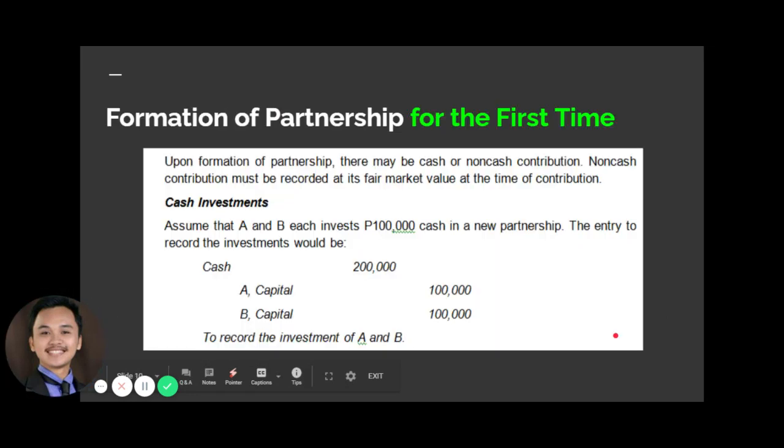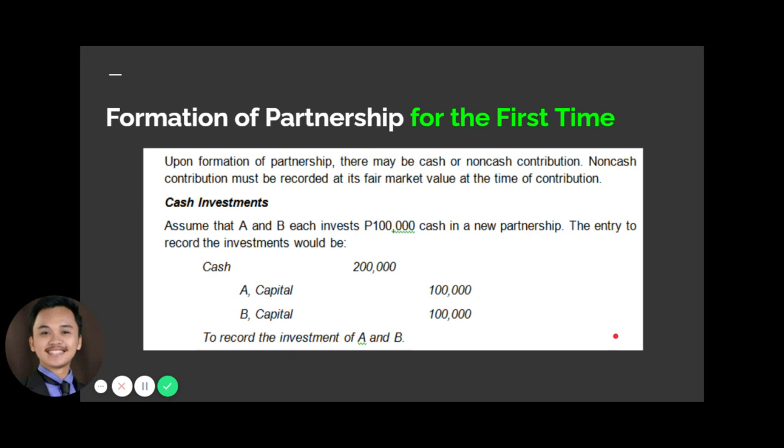Okay, so let's start. We have the first way of creating a partnership or forming a partnership. We have formation of a partnership for the first time. So, upon formation of partnership, there can be cash or non-cash contribution. So, non-cash contribution, take note, must be recorded at its fair market value at the time of the contribution. Now, we don't have any accounting issues basta ang contribute ni partner is cash because automatic basta cash ang i-contribute ni partner in the partnership, the amount that will be credited to the partner is equivalent to the face value of the cash invested by that partner.